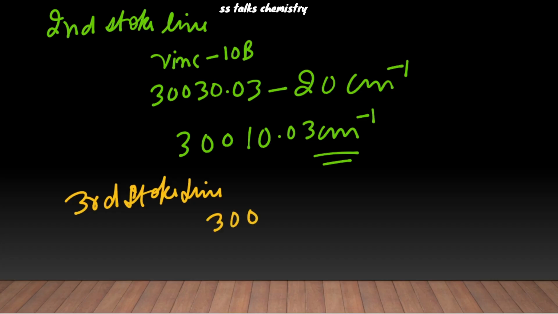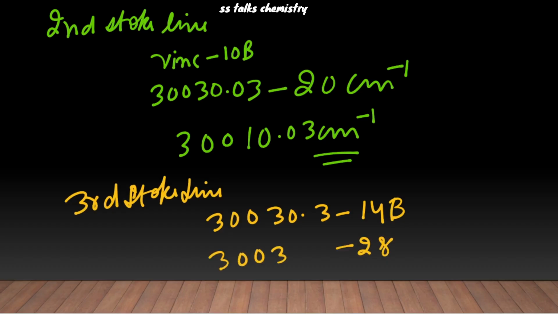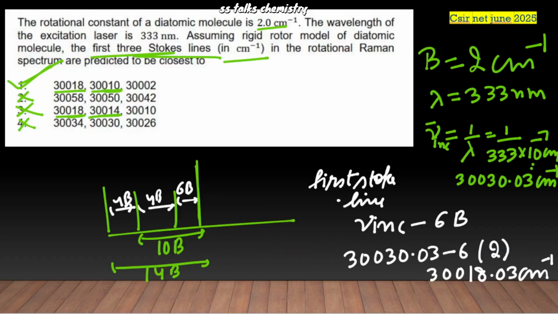So 30030.3 minus 14b of it. So minus of the 28 from here. 30030.3. Here the 03 was there. So it will become 30002.03 centimeter inverse. So this value you are getting, 30002. So again you see 30002, option first only is matching. Okay, so I hope it's clear.